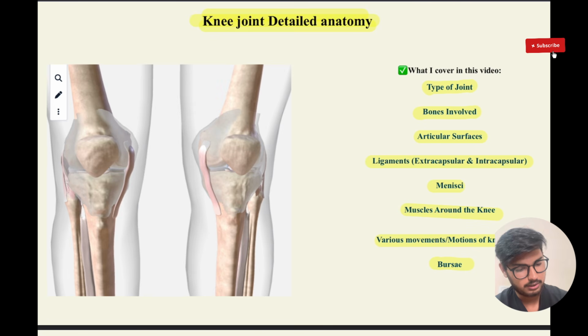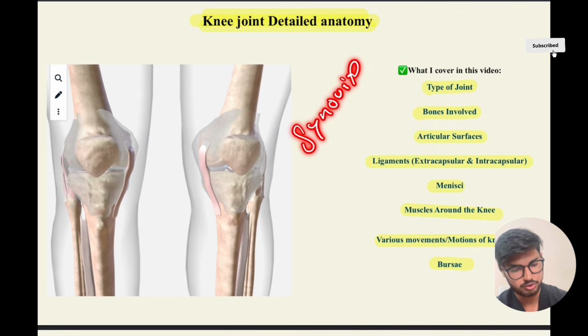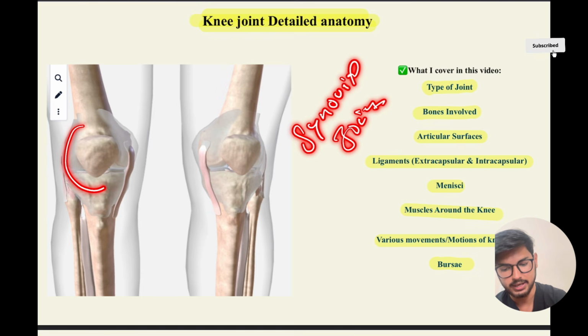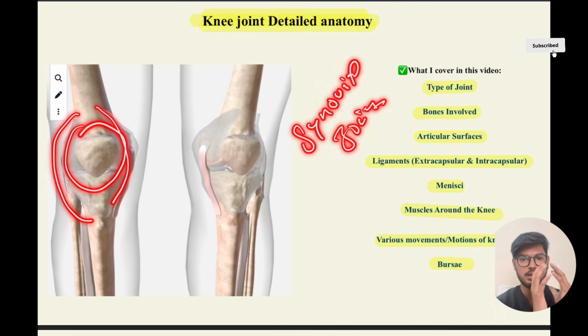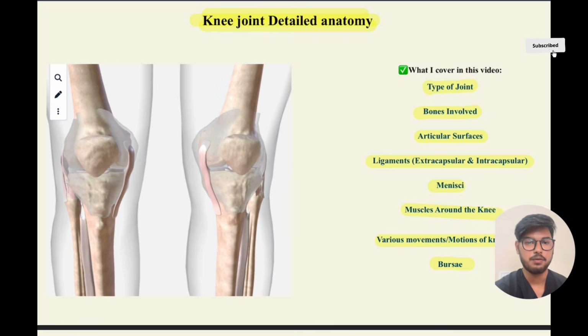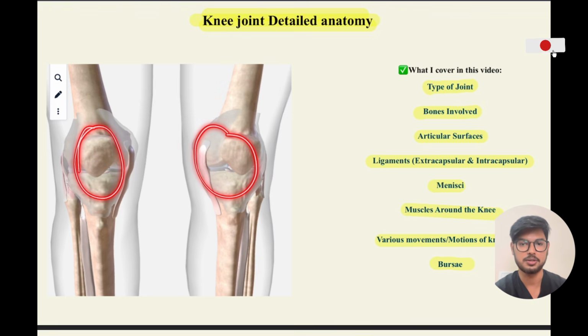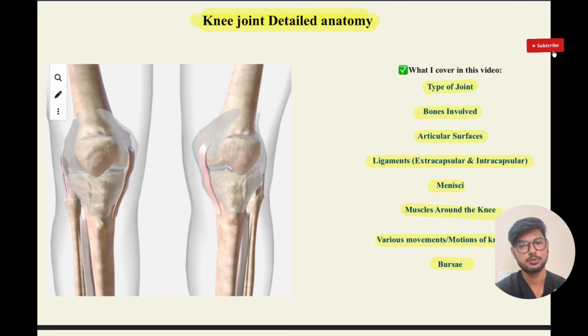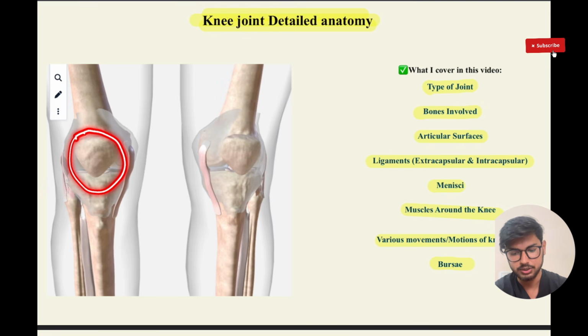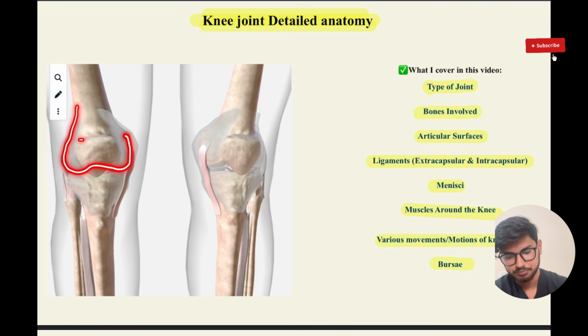Now for the type of joint, we also have to mention whether it is a synovial or a non-synovial joint. The knee joint is a synovial joint because we have synovial fluid and the synovial membrane around the knee joint. Now we will discuss the bones involved in the knee joint formation. Many students make mistakes by mentioning the fibula as well, but the fibula is not part of your knee joint articulation. The articulation is formed by the distal femoral condyle, patella, and the proximal tibia.